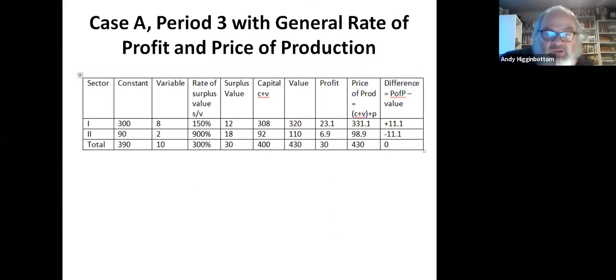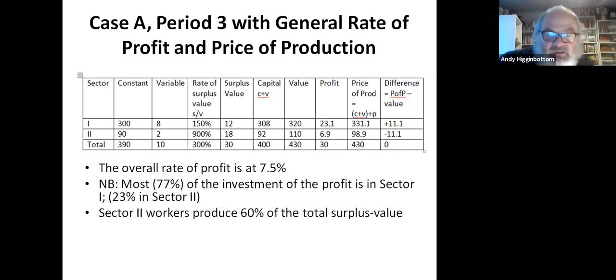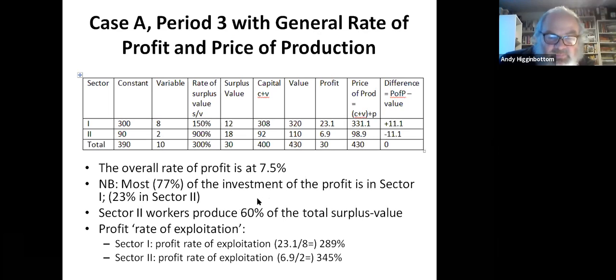Now, in period 3, this is just for completeness, really. But what you can see here, this is country A in period 3. Most of its investment is still in the first sector. So something like 3/4 is still in the first sector and only a quarter is in the second sector. Its profit rate is at 7.5%, even though these workers produce 60% of the total surplus value, right?